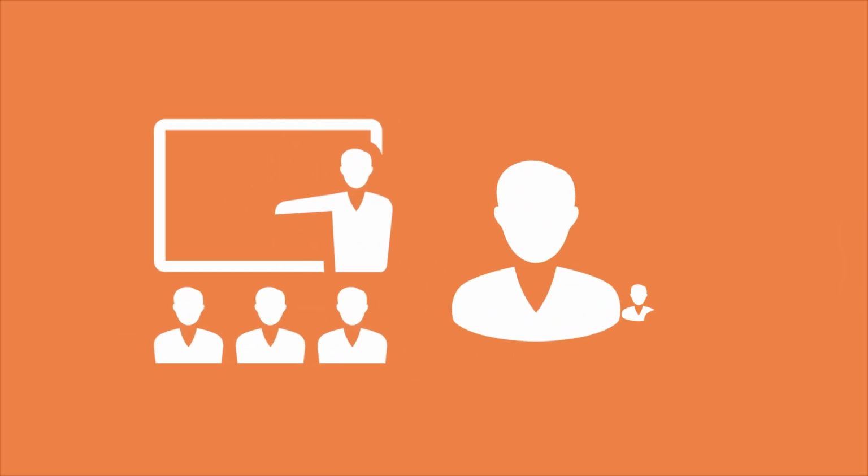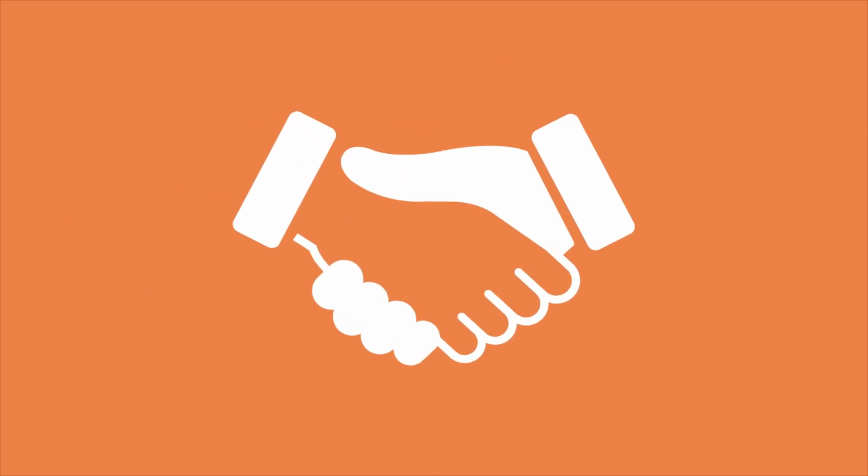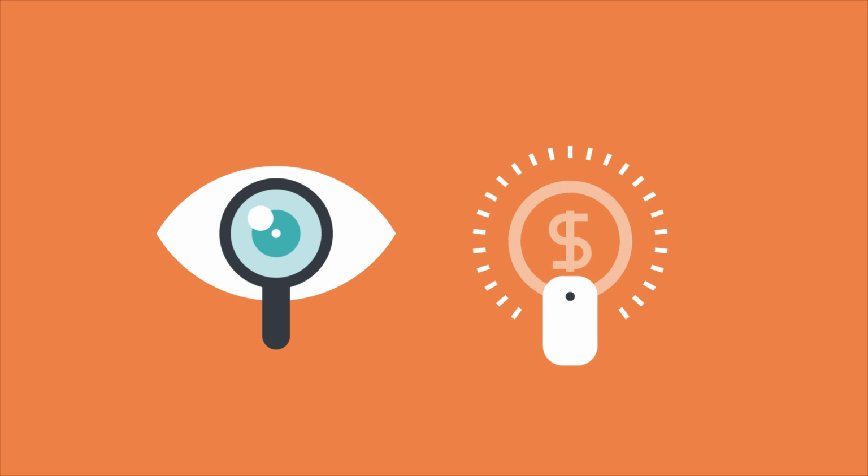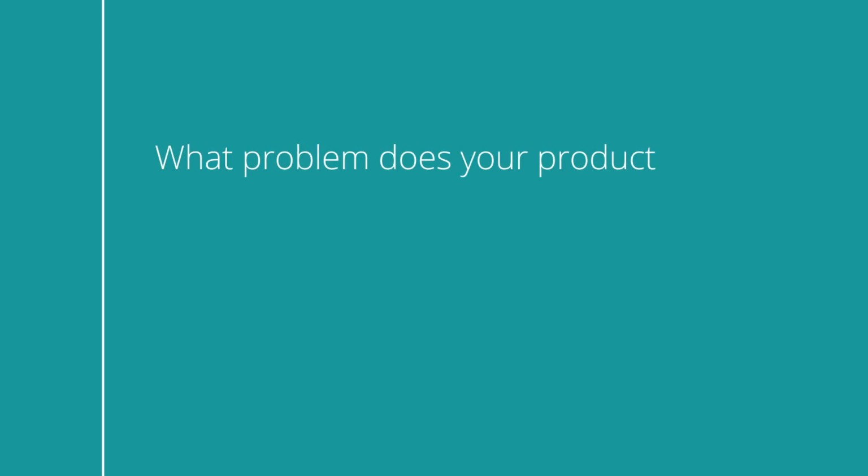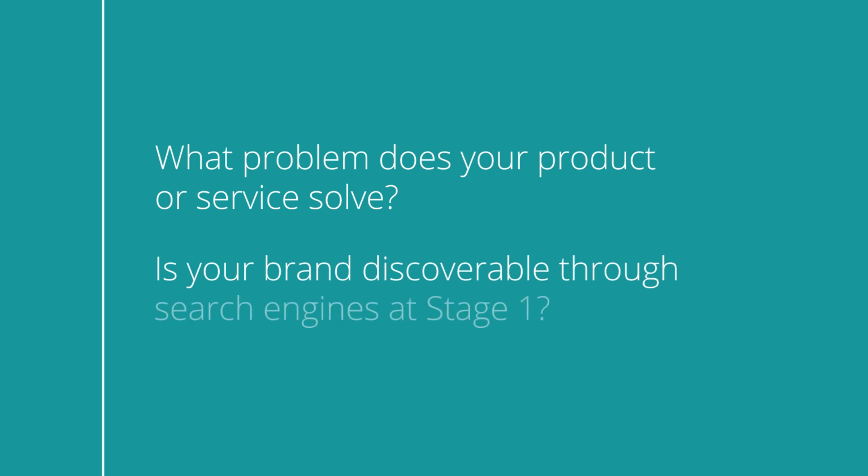Now, the reality is that in this need phase, you have a lot of ways to influence how people are deciding what they need. One of those is field marketing. Another is your sales team. But an often not so used way of helping people understand their need is actually through SEO and paid search. At this stage, people are trying to figure out how to generate leads. For example, that's a query, right? So what problem does your product or service solve? And then is your brand discoverable through search engines at stage 1?